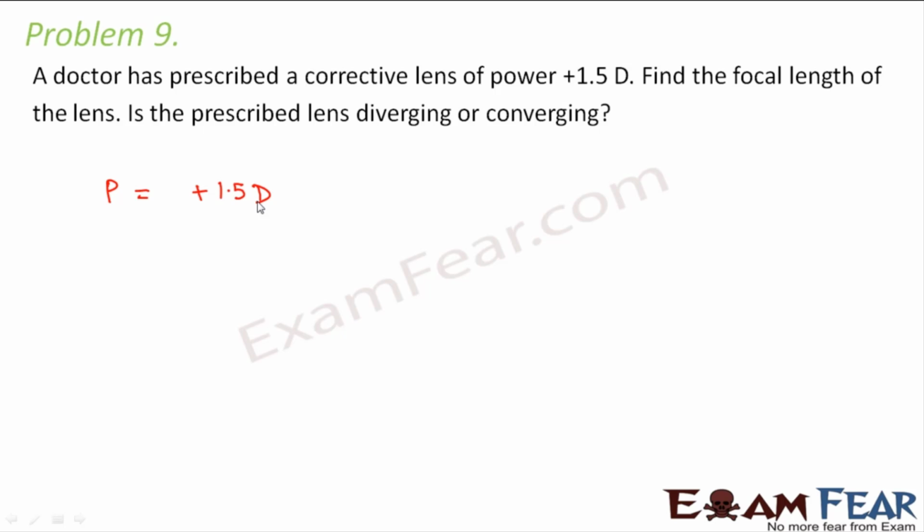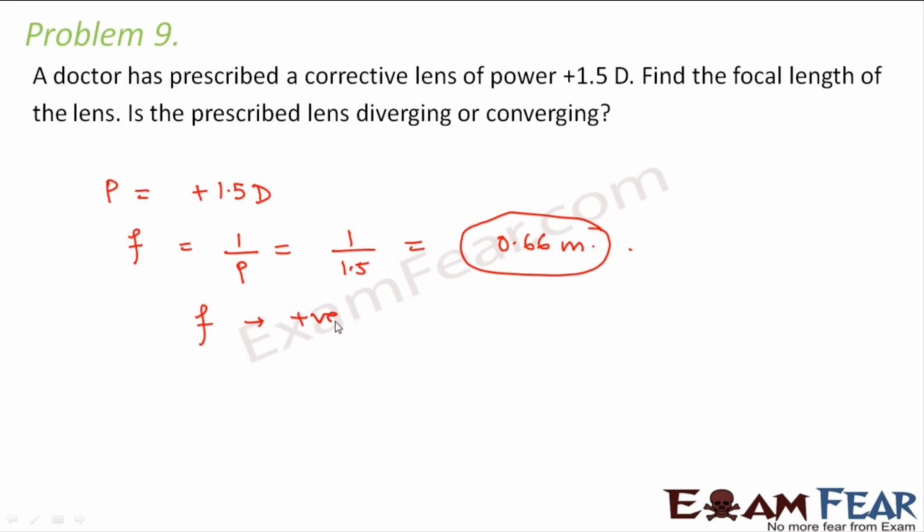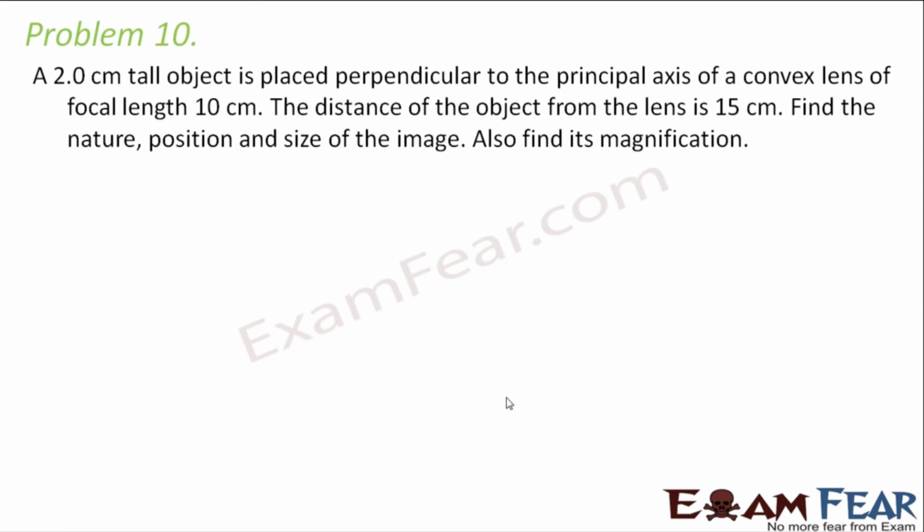Is the prescribed lens diverging or converging? So how do I calculate the focal length? Focal length would be nothing but 1 by P, that is equal to 1 by 1.5. So from this we get 0.66 meters. This is the focal length of the lens. Now what do we see? Focal length is positive in this case. So what kind of lens is this? It is a convex lens. And a convex lens is a converging lens because it tends to converge the incident rays falling on it. Let us now look at the 10th problem.